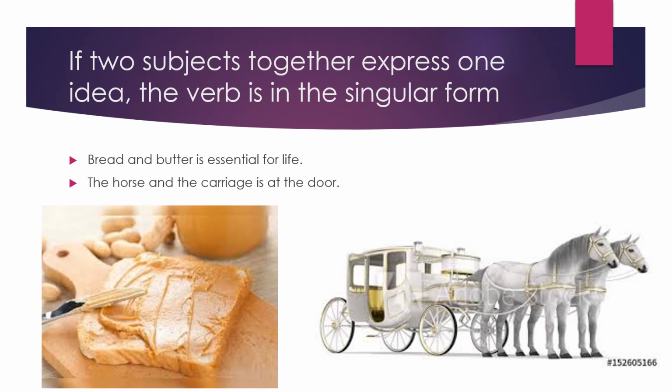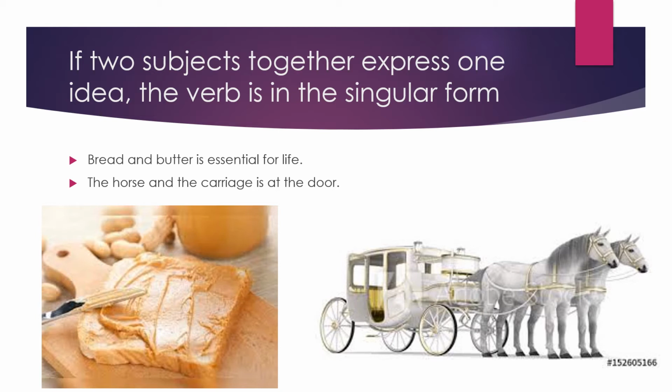The rule says that if two subjects together express one idea, the two subjects that we're talking about, these are singular subjects. They are again joined by the word "and," but they are expressing one common idea. In that case, again, because the two words that we are using joined by the word "and" are referring to one common thing, idea, therefore the verb that it takes will be singular. Bread and butter is essential for life.